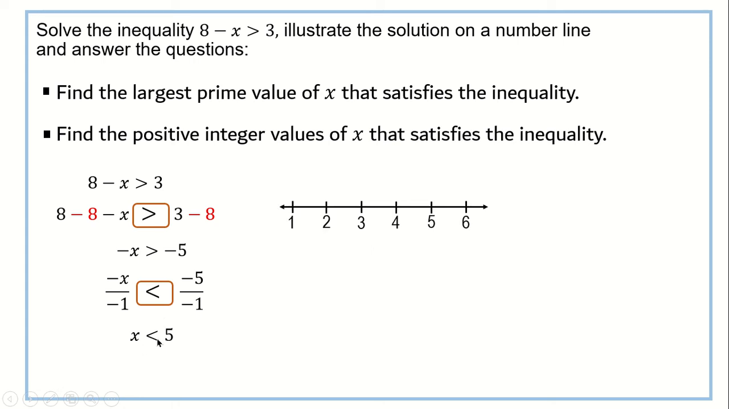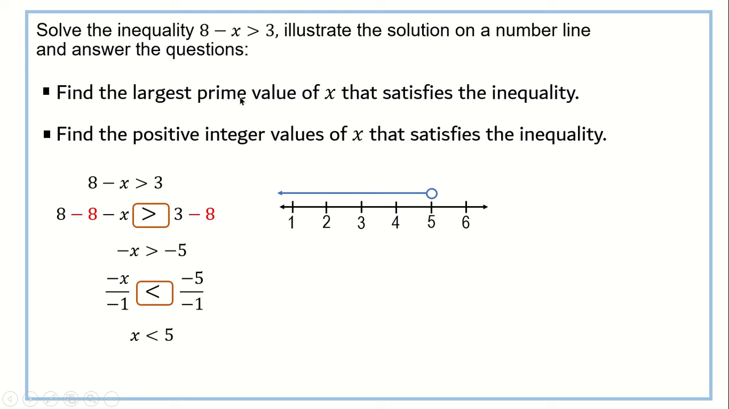Since we are having less than, then we will be using an open circle, and then we move to the left. Now you can see that the solutions to this inequality are all real numbers that are less than 5. For example, let's substitute x with 4. We have 4 is less than 5, which is correct. Substitute x with 3. Let's put 3 here. We will have 3 is less than 5, which is correct. Okay? Now let's answer the first question.